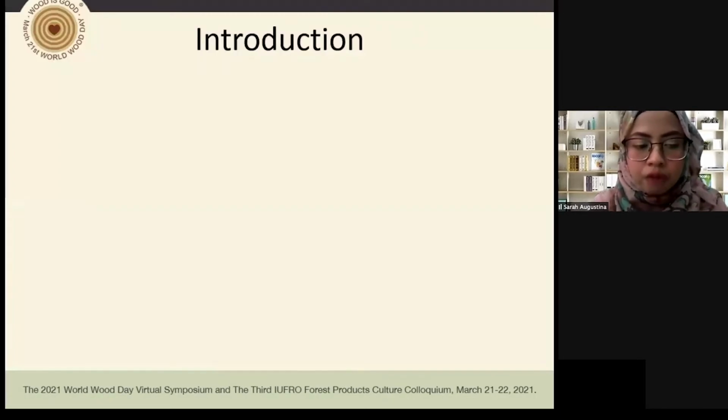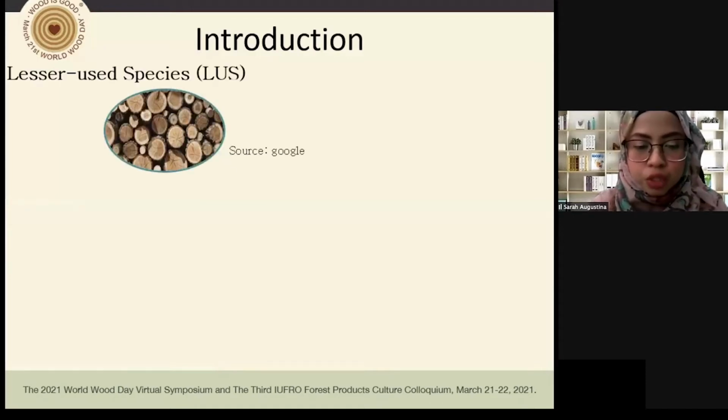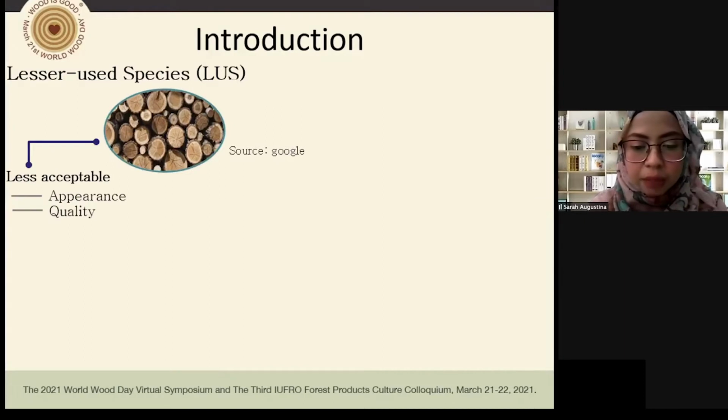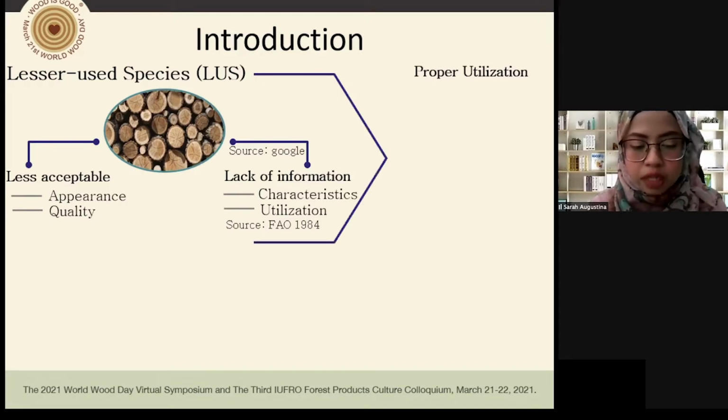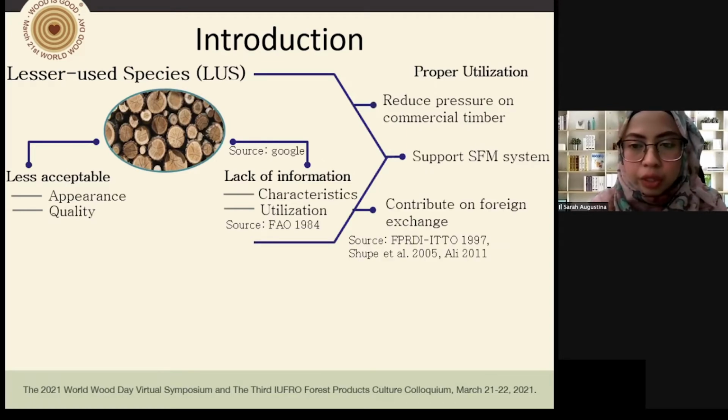The background for this research related to lesser-known woods, which are categorized as secondary timbers due to being less commercially acceptable and lack of information regarding their characteristics. Whereas proper utilization of lesser-known woods will support the SFM system, reduce pressure on commercial timbers, and contribute to foreign exchange.